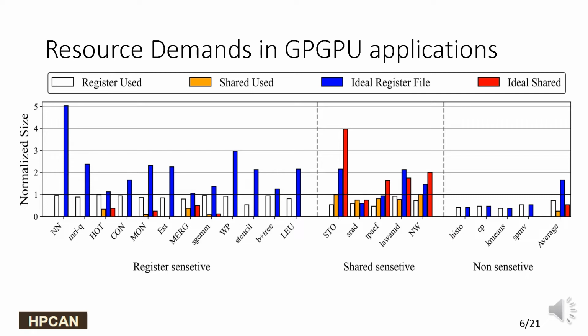First, some applications highly demand larger register files and/or shared memory, while some others leave these resources underutilized. Second, there are some applications that do not utilize the register file or shared memory when we take their limited capacities into account. However, without considering their limited capacities, these applications essentially demand more resources.